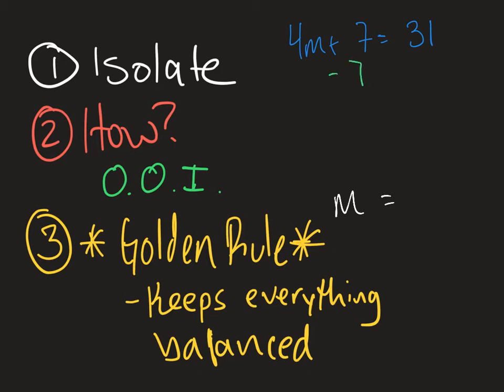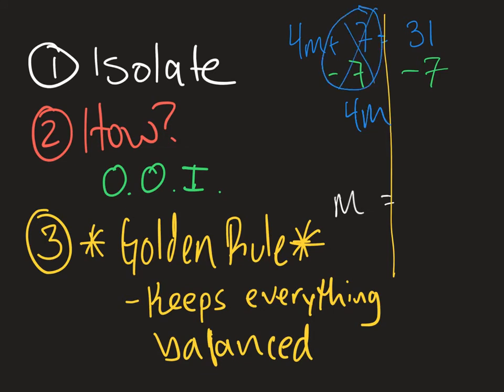So I'm going to do this in 2 steps. I'm going to subtract 7 because subtraction is the opposite of addition. I'm using O.O.I, opposite operations, to help me isolate. Now I'm using my golden rule. I just subtracted 7 from the left side of the equal sign. Now I have to subtract 7 from the right side in order to stay balanced. The golden rule in action. Both sides of the equal sign are doing the same thing as I'm getting down to being isolated. Now, as I subtract 7 from both sides, I'm left with 4m over here, because I subtracted 7 away, canceling out and helping myself isolate that.